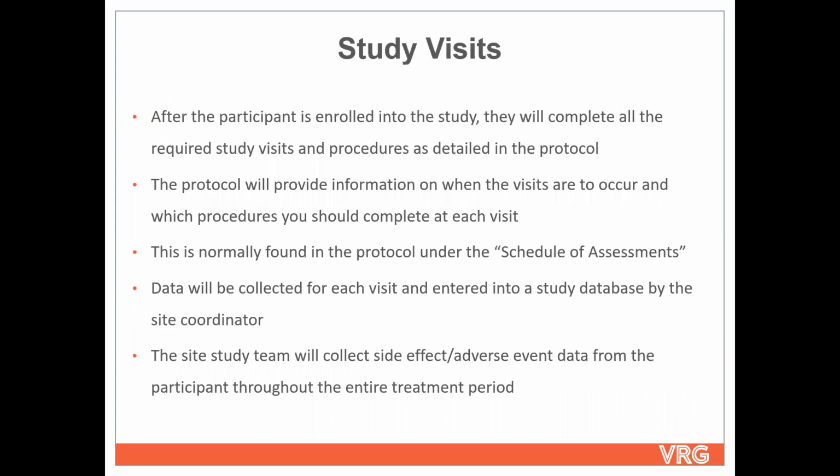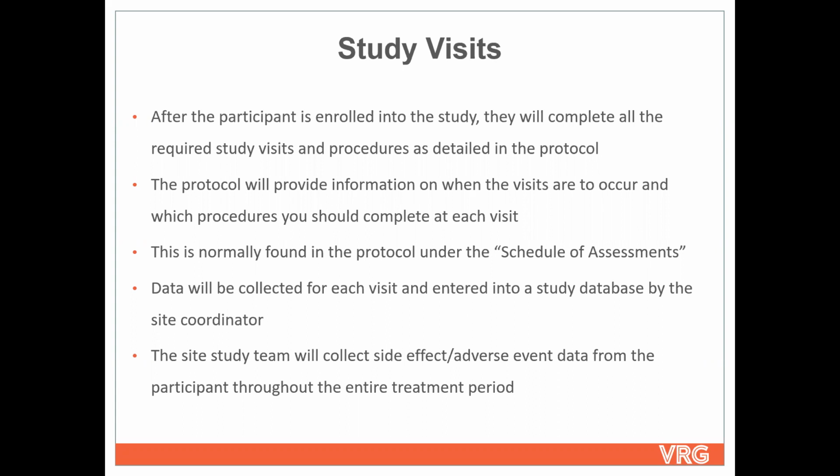So after you've enrolled the participant into the study, that is when they will start completing all the required study visits and procedures as detailed in the protocol. And the protocol will provide information on when these visits are to occur. So they may have to come in once a week or once a month, and it will tell you which procedures you need to do at each visit. And this is normally found in the protocol under what we call the schedule of assessments. So this is a table that usually details when the visits are to occur and what assessment is completed at each visit.